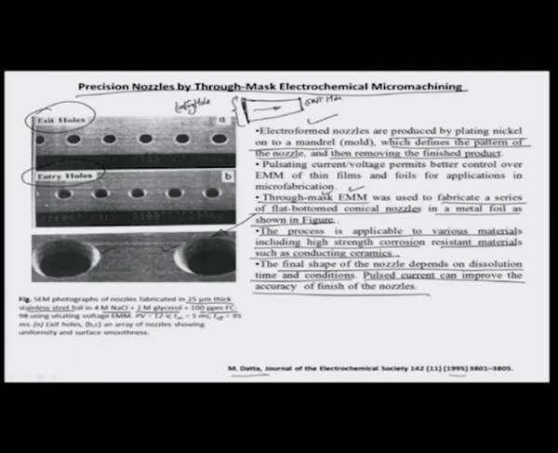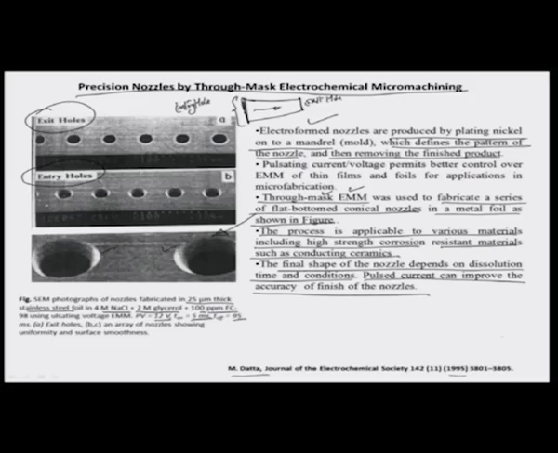and they use a pulsating voltage here in this case of 12 volts with an on cycle time of 5 milliseconds and an off cycle time of 95 milliseconds. So, you are using mostly 5% of the total voltage cycle. So, you can see the uniformity and the smoothness with which these nozzles have been produced using mask electrochemical micromachining.